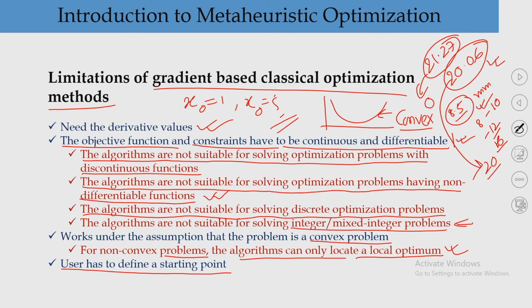So, the user has to define a starting point, and you can say this is another limitation of classical optimization techniques. Okay. So, why am I telling you about this limitation? Because these meta-heuristic optimization methods are developed to overcome these limitations. When we discuss meta-heuristic optimization methods or techniques, these algorithms are actually designed to overcome these limitations of the classical optimization methods. I hope this is clear to you.